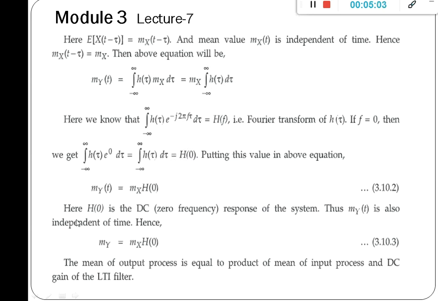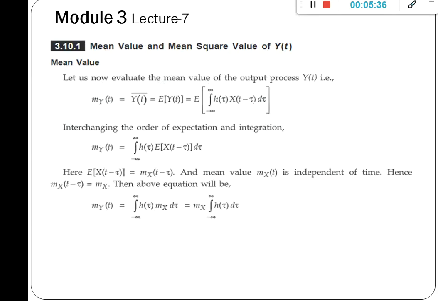So we can write my of t as mx into H of 0, where H of 0 is the zero frequency response of the system, or the DC response of the system. Thus my of t is also independent of time, hence my is equal to mx into H of 0. Hence the mean of the output process is equal to the product of the mean of the input process and the DC gain of the LTI system.